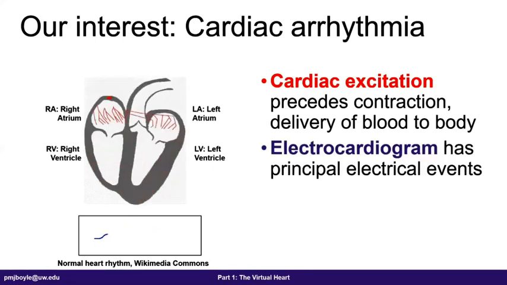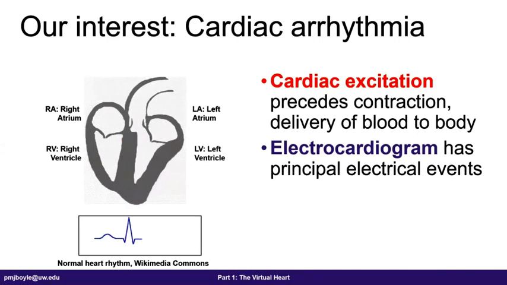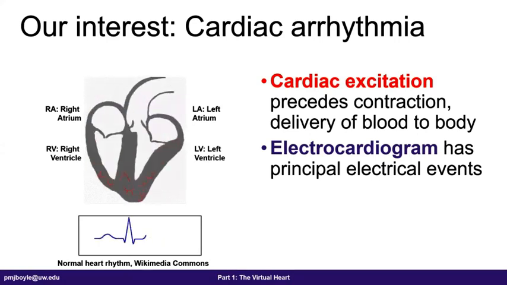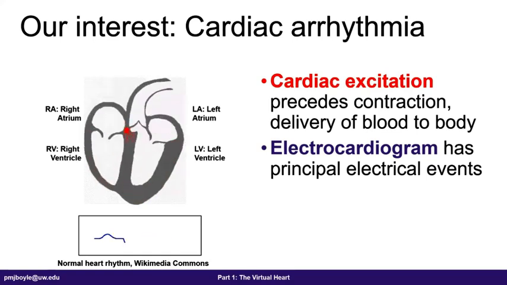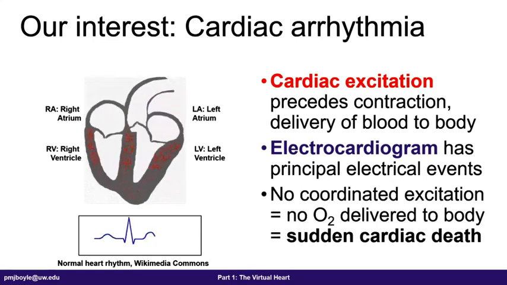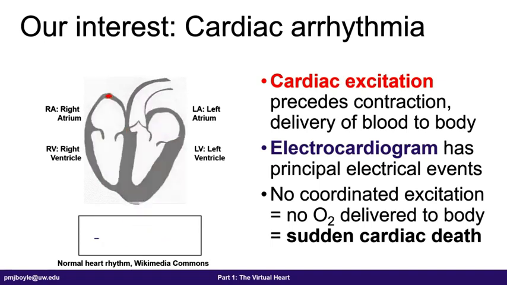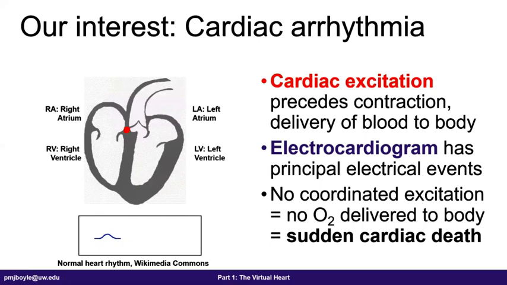The ECG documents the principal electrical events, the depolarization of the atria and ventricles, followed by the repolarization of the ventricles encoded in the T wave. If there's no coordinated excitation, then the heart stops pumping properly, there's no oxygen delivered to the body, and you have sudden cardiac death within minutes.